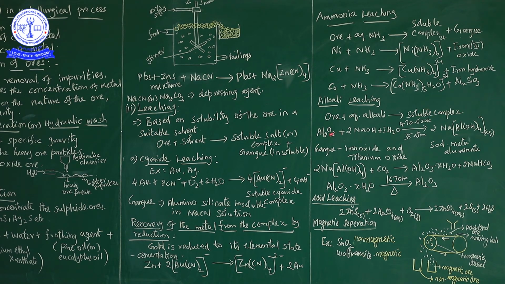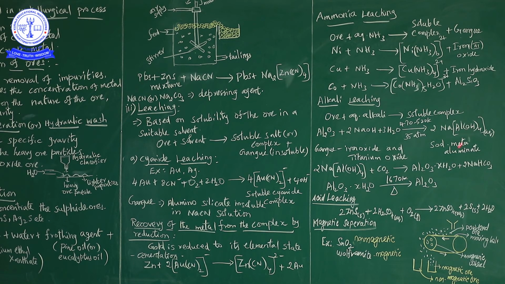For example, alumina, which means bauxite. Bauxite is the ore of aluminium, and it is very important. The bauxite is dissolved in aqueous alkali, sodium hydroxide solution, heated to a temperature of 470 to 520 Kelvin at a pressure of 35 atmosphere. We get soluble sodium meta-aluminate complex.